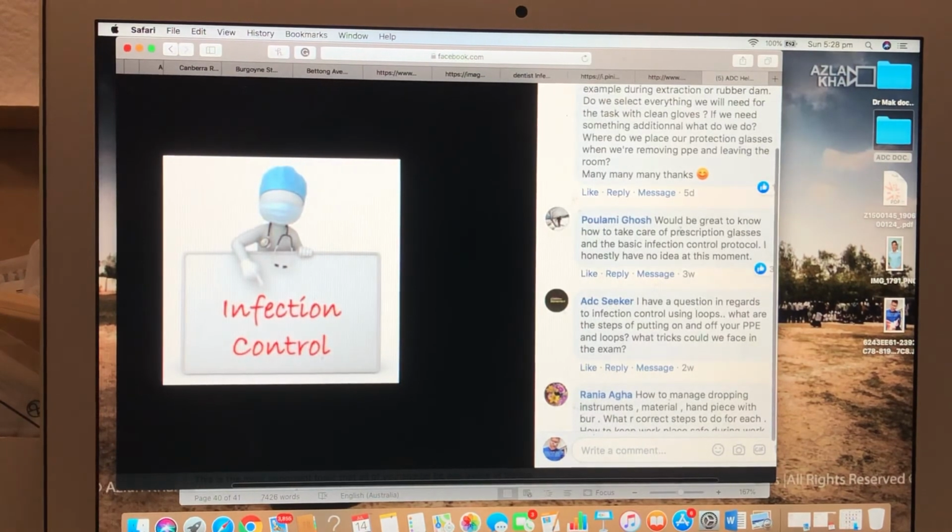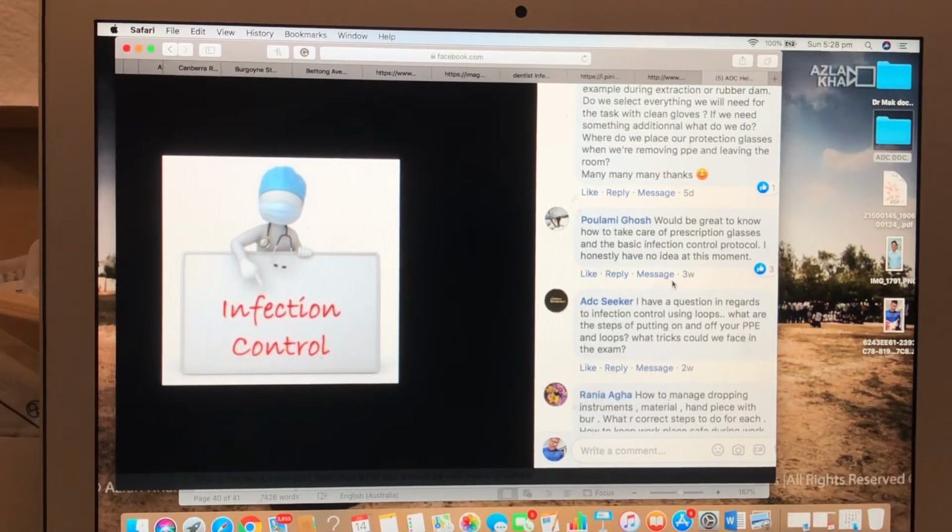Would be great to know how to take care of your prescription glasses and the basic infection control protocol. As I said, if you're wearing prescription glasses, just put the side shields on. It should be completely okay to do it in the communication task. When you go to the skilled OSCEs, just make sure you wear them after the mask, and then you don't touch them. If you have to touch them, make sure you remove your glove, alcohol rub. And then after removing them, as I explained previously, wipe them and put them in a clean area, remove your mask, wash your hands, and then pick them up.